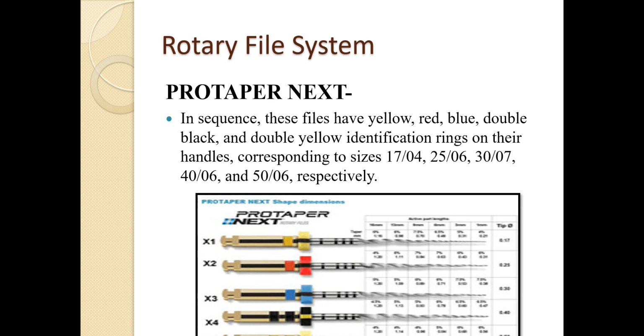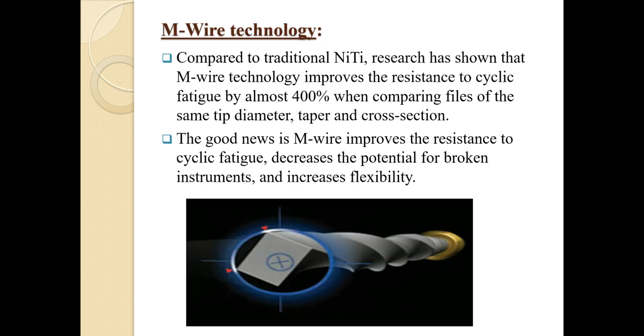Rotary file system: ProTaper Next. In sequence, these files have yellow, red, blue, double black, and double yellow identification rings on their handles, corresponding to sizes 17 by 04, 25 by 06, 30 by 07, 40 by 06, and 50 by 06 respectively. M-wire technology.